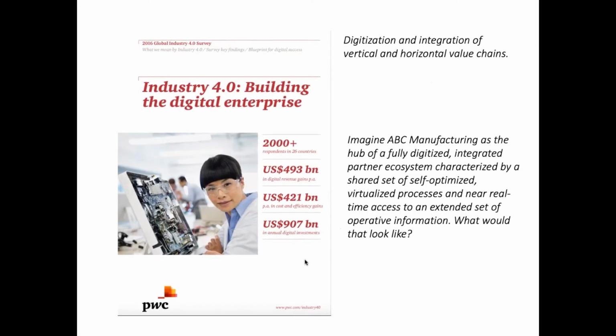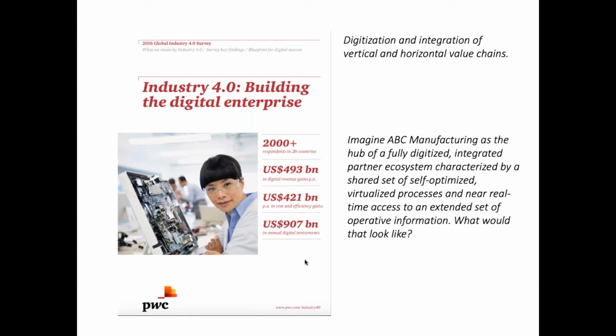So let's bring this back to Industry 4.0, digital transformation. There are a lot of frameworks out there, and you've probably seen them all. Here's one from PricewaterhouseCoopers. They have 7 elements of digital transformation, and one of those elements is this one. They say digital transformation includes digitization and integration of vertical and horizontal value chains. Well, okay, but how do you do that? So we think you start by coming up with an appreciative question.